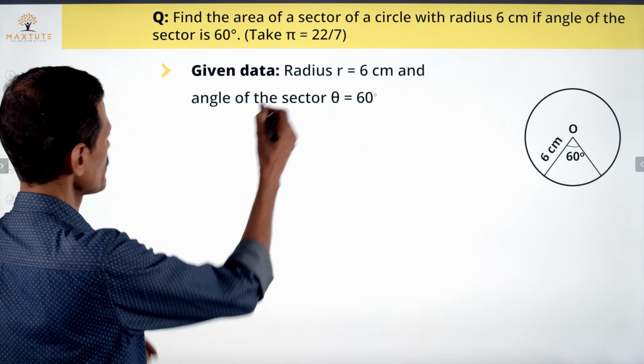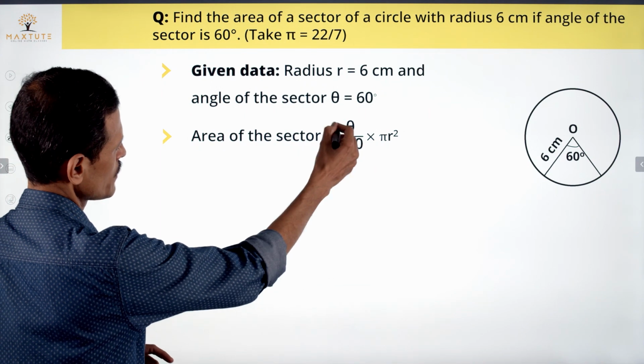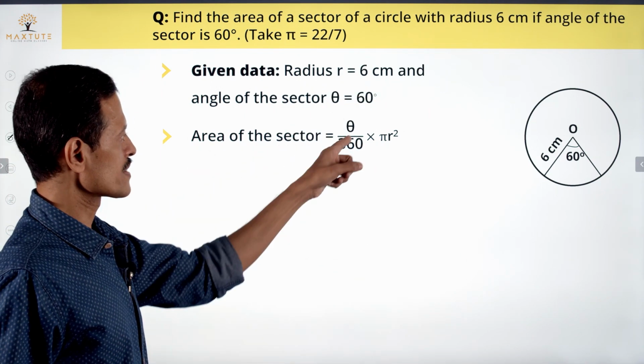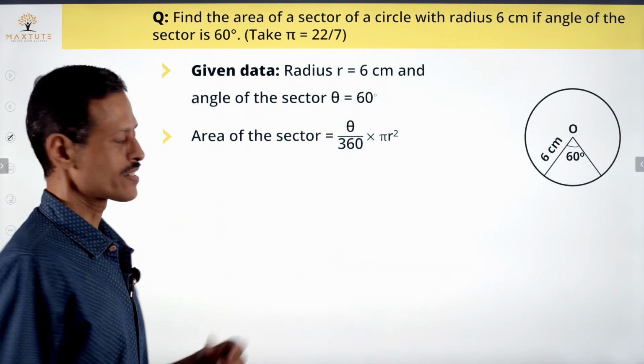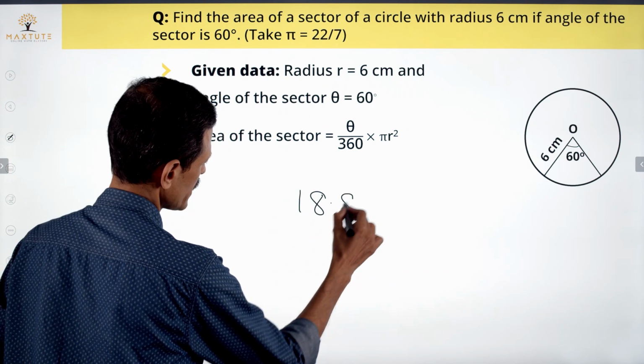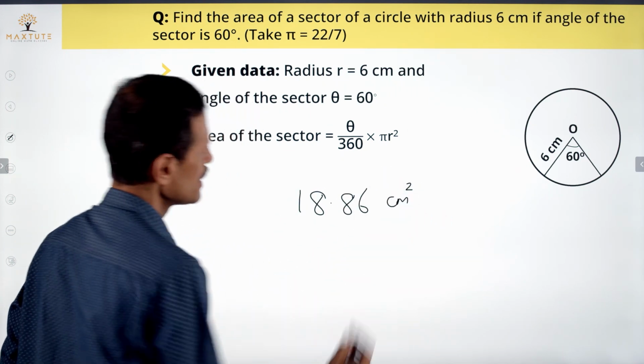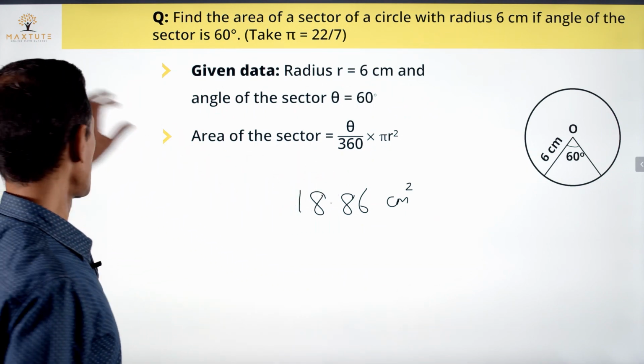Area of a sector is given by this formula, pi r square times theta by 360. Substitute theta as 60, r is equal to 6. You get an answer which is equal to 18.86 centimeter square. Let's move on to the second part, the other internal choice.